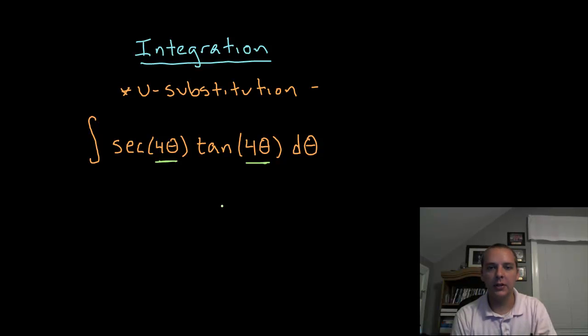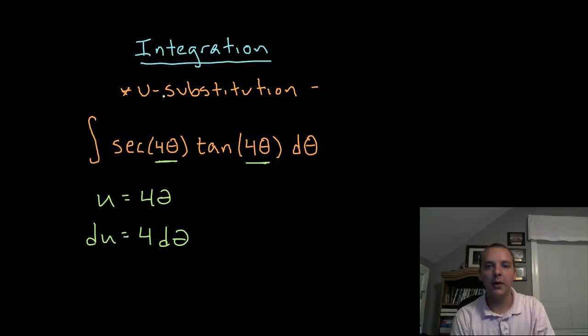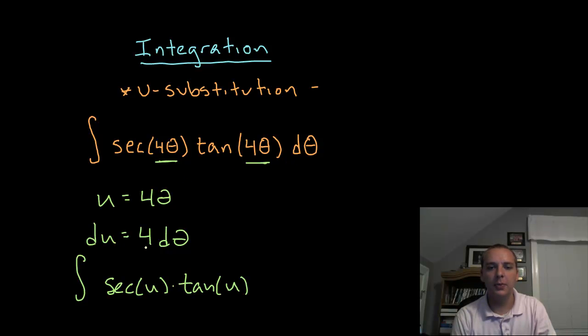The most natural thing to do seems to be a u-substitution because of this composition, where we will let u equal 4 theta, and that'll make the du equal to 4 d theta. So if I do the substitution, then I'll have the integral of secant of u times a tangent of u. That certainly looks better, but to get a du, I'm supposed to have 4 d theta, and unfortunately all I have is a d theta.